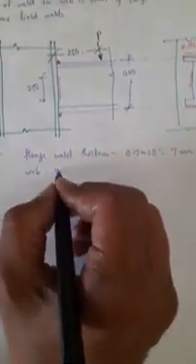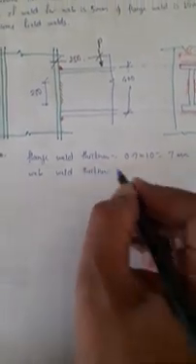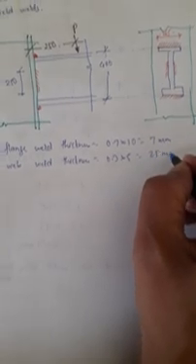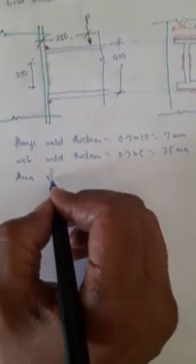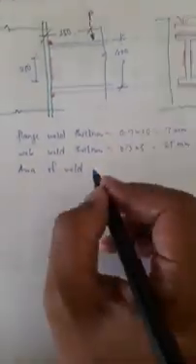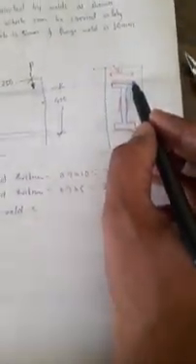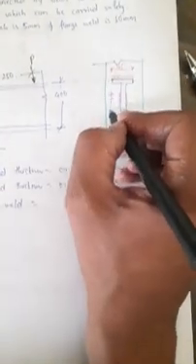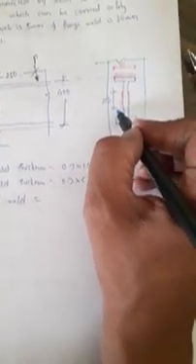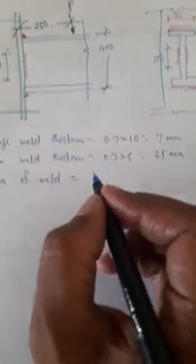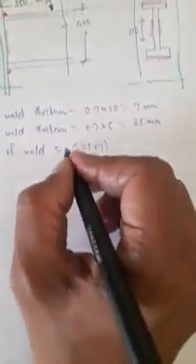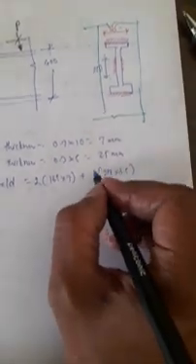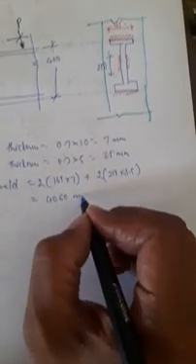Similarly, web weld thickness is equal to 0.7 into size of this web weld, 0.7 into 5, I get 3.5 mm. Next, area of weld. So area of weld is equal to 165 into throat thickness 7, two times, plus 250 into throat thickness 3.5, two times. So I'll write that equation here: 165 into 7, 2 times, plus 250 into 3.5, 2 times. So area of weld I get 4060 mm square.